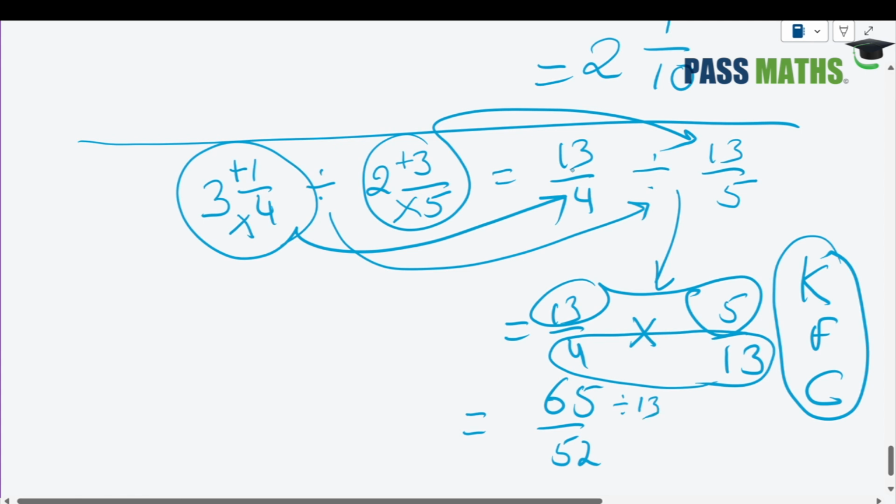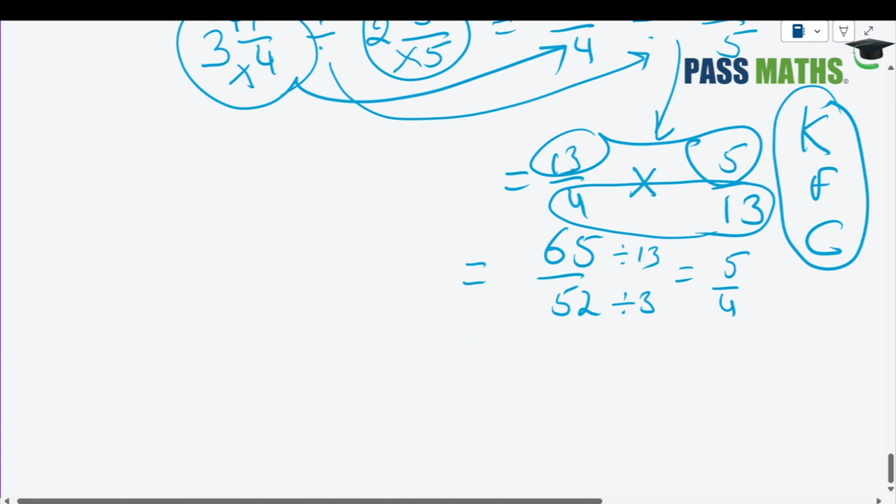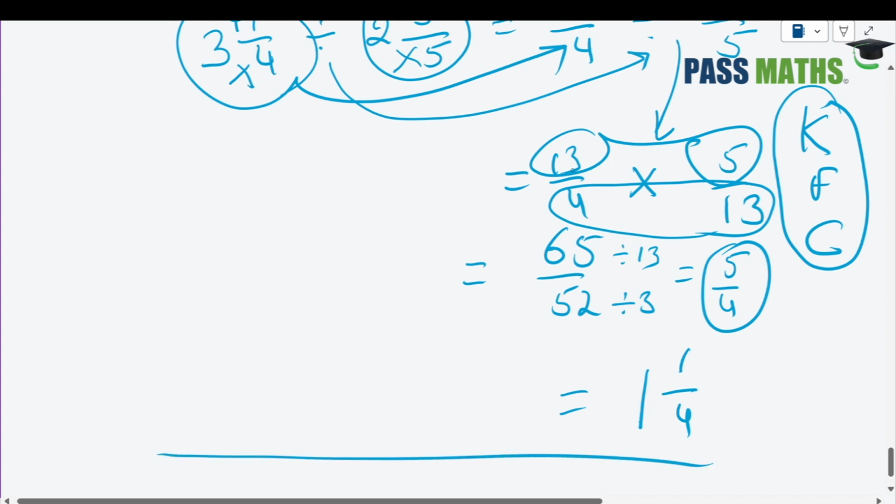Now I can simplify, divide by 13, divide by 13. 5 over 4, which is an improper fraction. How many 4s make 5? 1. 1 left over 4. Hopefully guys, you learned how to multiply and divide fractions.